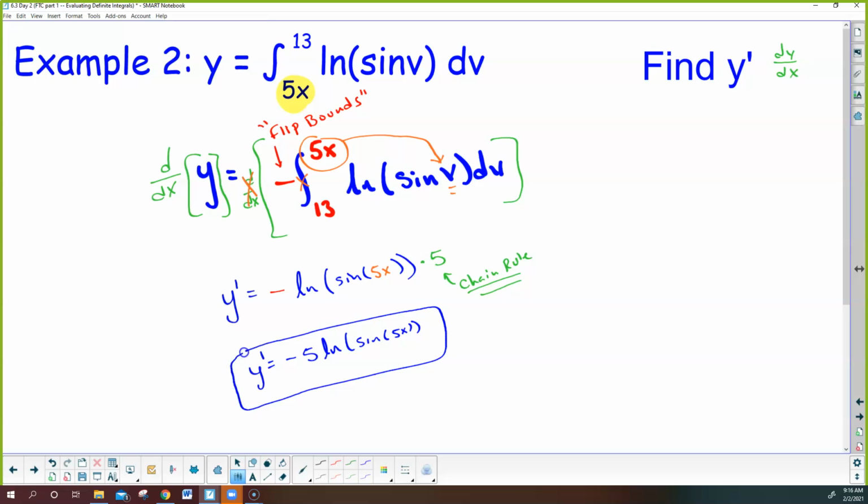And just a reminder, the reason why we can do this is if 13 was plugged in and evaluated all the way through, at the end it would be a constant. And the derivative of the constant, the 13, when I take the derivative of it, is going to go away. It's going to be 0. Okay.